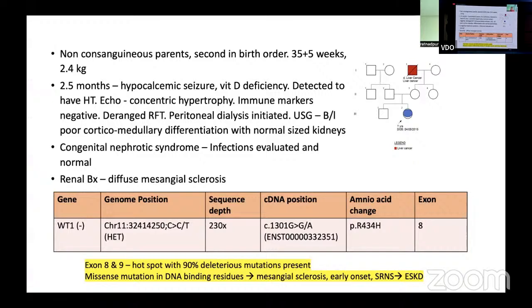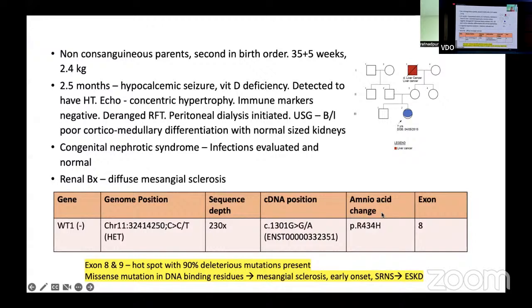And the kidneys were normal size, but they had poor corticomedullary differentiation. So infections were evaluated for, there was nothing like that. A biopsy was done and there was diffuse mesangial sclerosis. And then on doing the genetic test, a heterozygous variant in the WT1 gene was identified. It was present in exon 8. This was a missense variant and it was a novel variant.